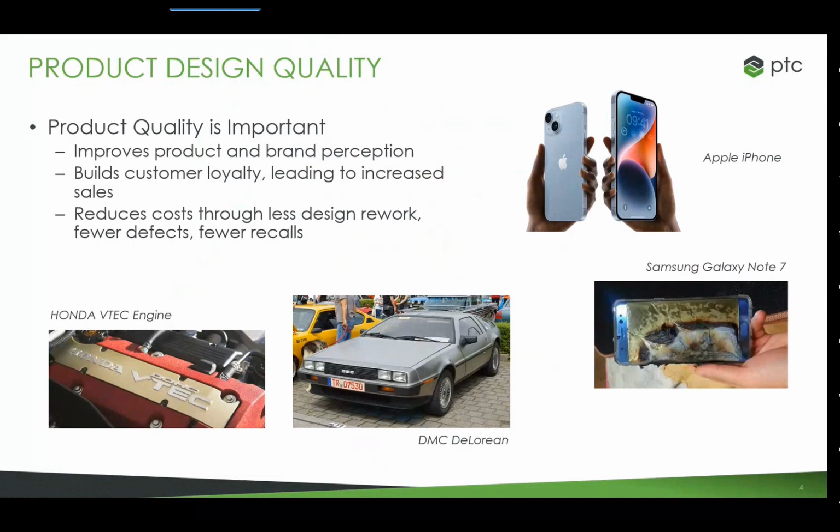Japanese cars, very well known for their quality in many different areas, and one of those examples is the Honda VTEC engine with very, very low failure rates. It's been a very successful engineering design compared to maybe a car made quite near me in Northern Ireland, the DMC DeLorean.